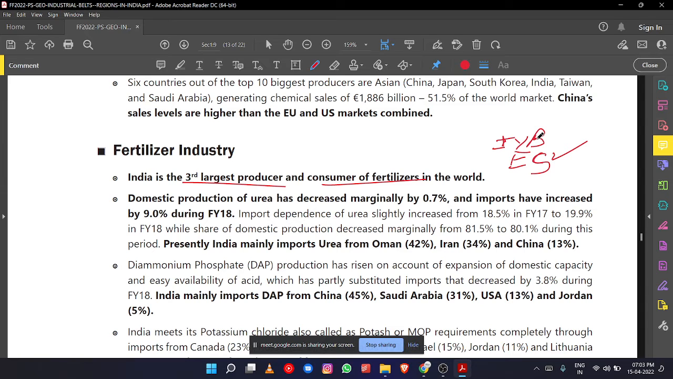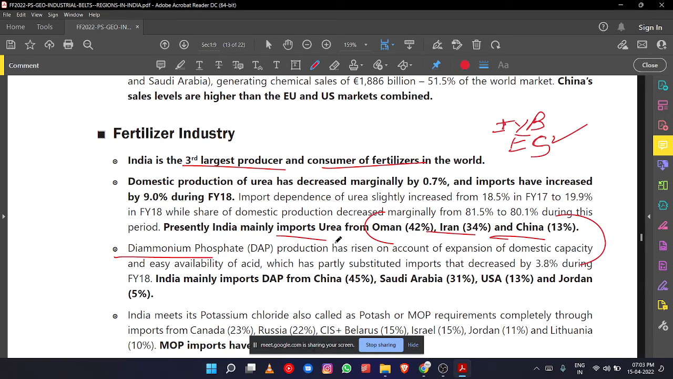These figures are not very important. But the trends will be asked, like whether fertilizer production in India is constantly increasing. No, sometimes it is increasing, sometimes it is decreasing. The trends will be asked. These trends are present in the economic survey. Okay. So India presently imports urea from Oman, Iran and China. So these are the countries from which we import fertilizers.